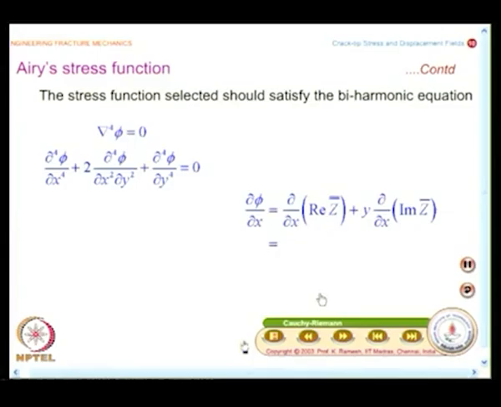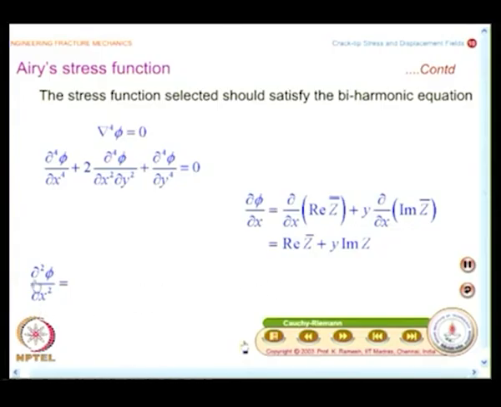I am happy to see some of you have got it correctly. This is nothing but real part of z bar plus y imaginary part of z. If you know how to write this, the rest of the derivation is simple and straightforward. In fact, you would do this for all the derivatives now. I would give you sufficient time.